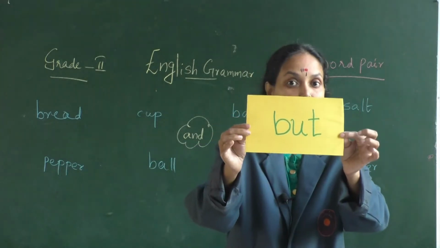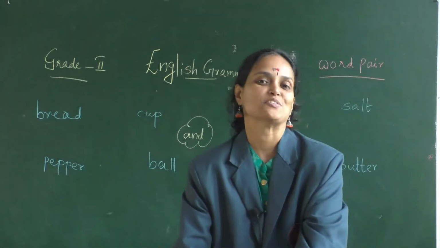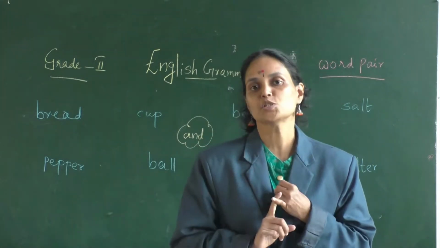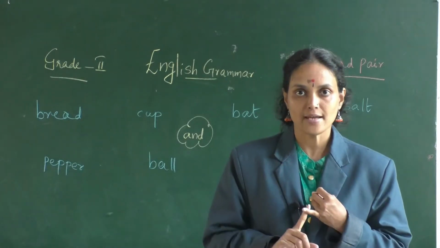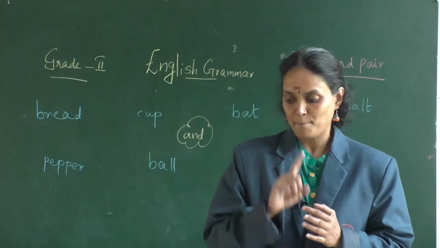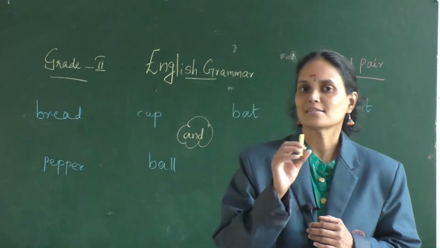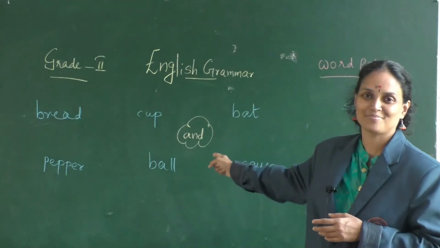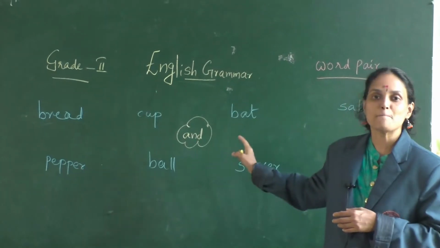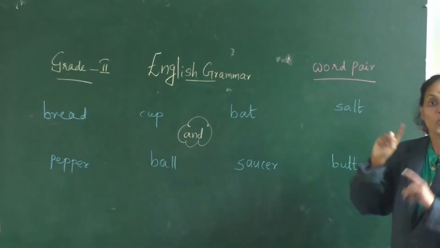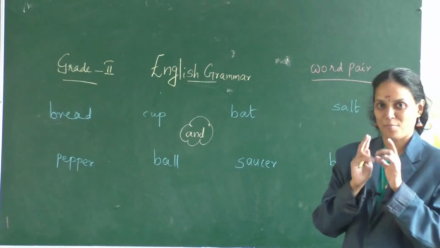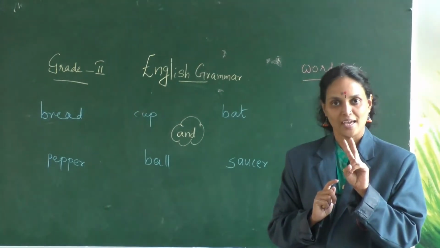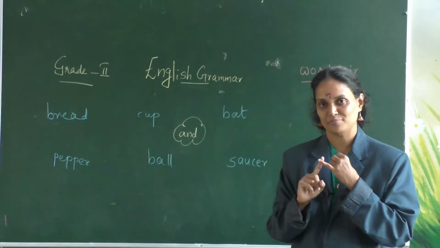Third one is but. Dear children, today we are going to discuss the usage of three joining words in English: and, but, or. Before going to the lesson, there is a very simple activity for you. I have written some words over here. You are asked to make word pairs. Word pair means a pair. Pair means two, right? A combination of two words.